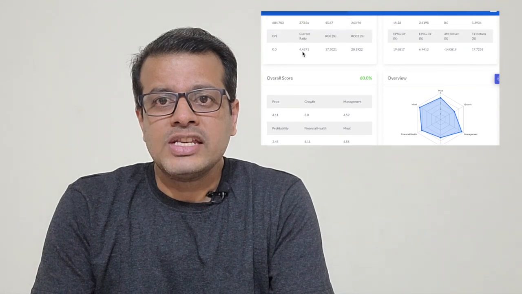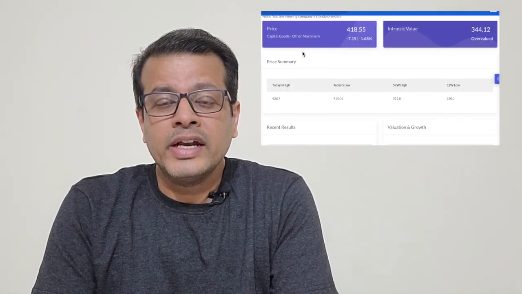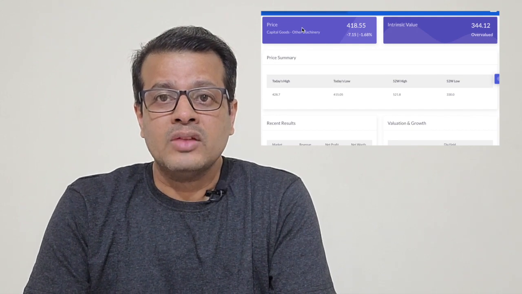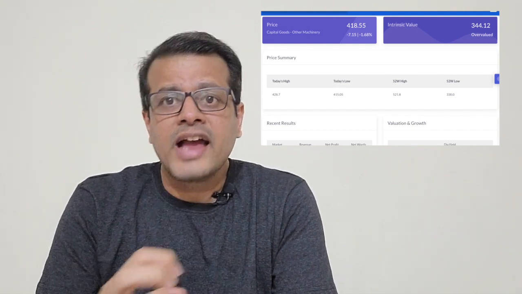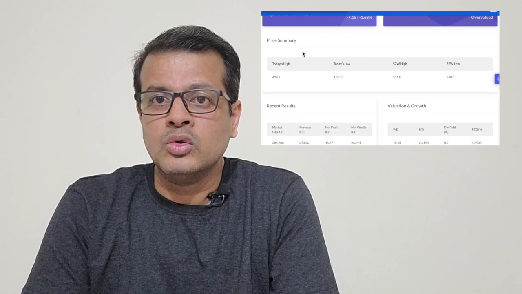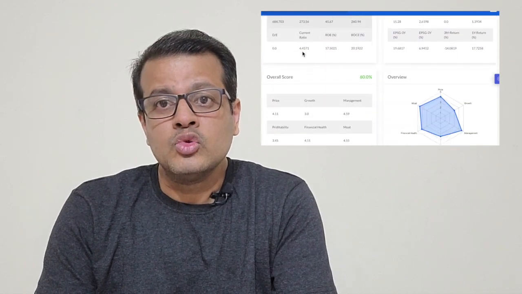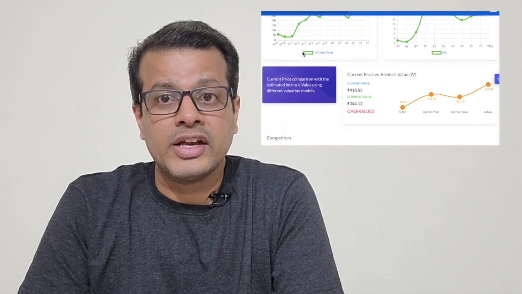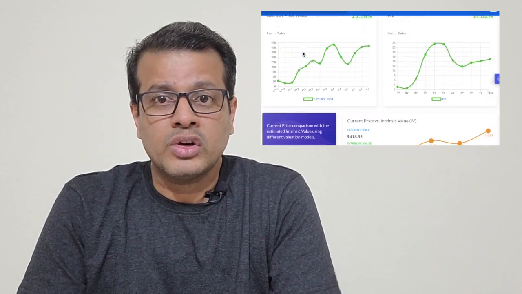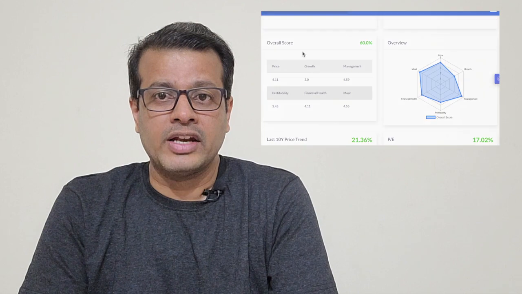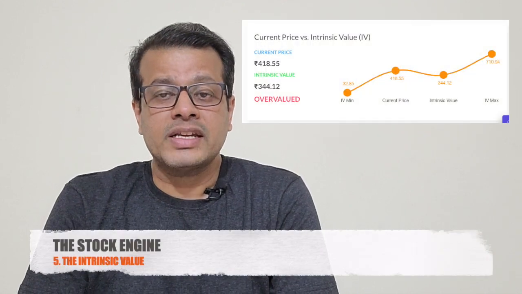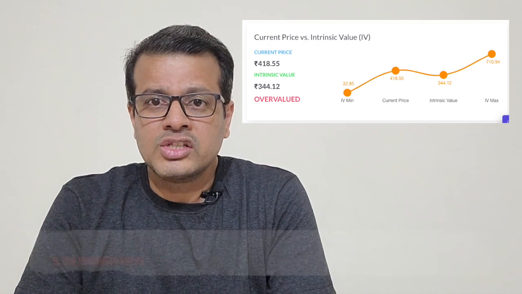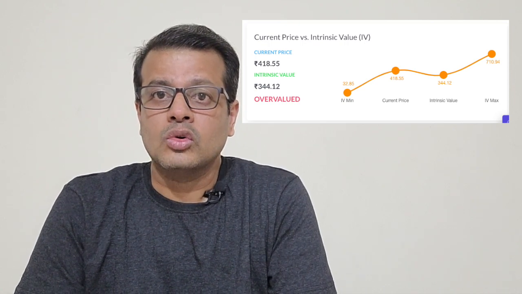Once the stock engine algorithm calculates individual intrinsic value based on these models, what it does is then extracts all these intrinsic values and presents it to the user as a single number. You will not see multiple intrinsic values on the stock page. What you will see is a single intrinsic value, and then you can use that intrinsic value to compare with the current price to judge if the stock is undervalued or overvalued.